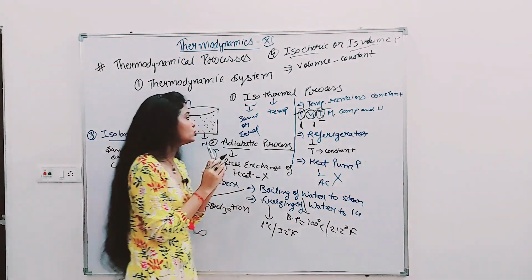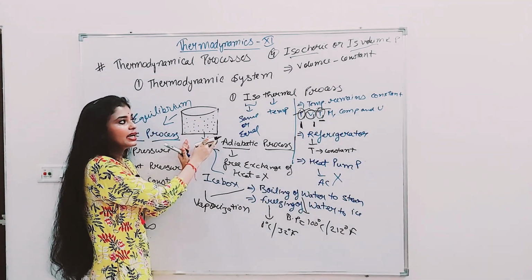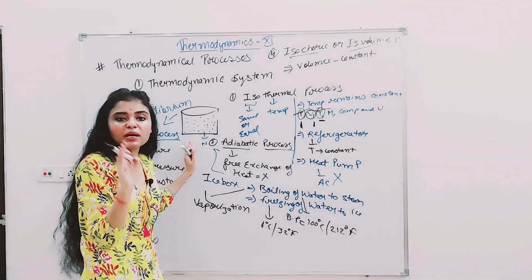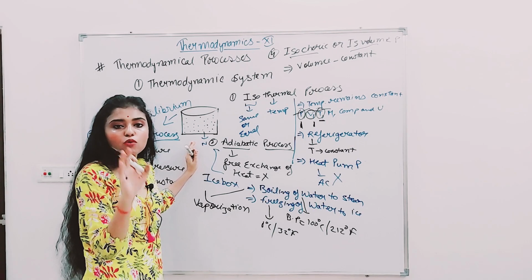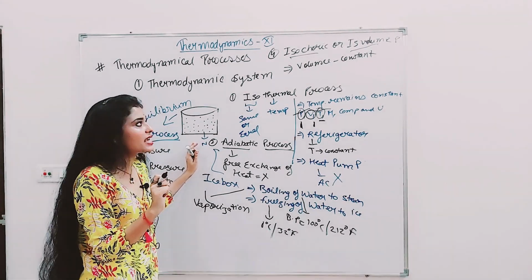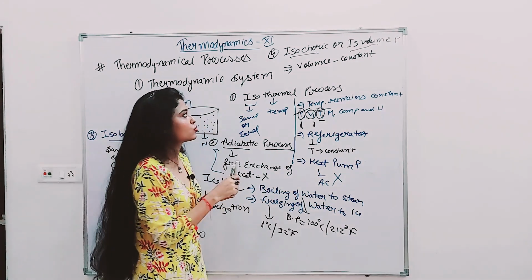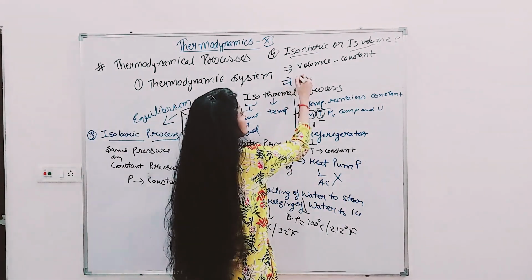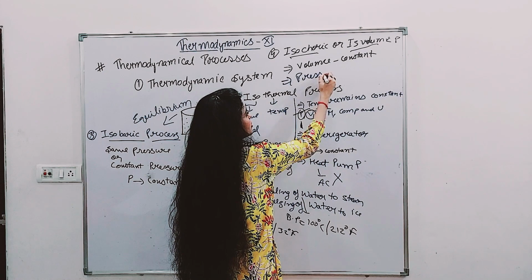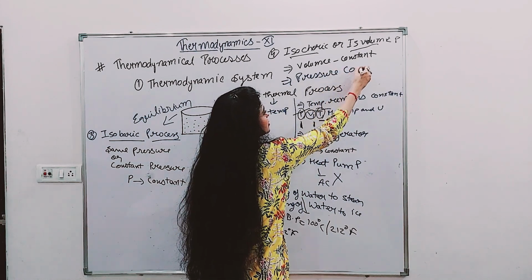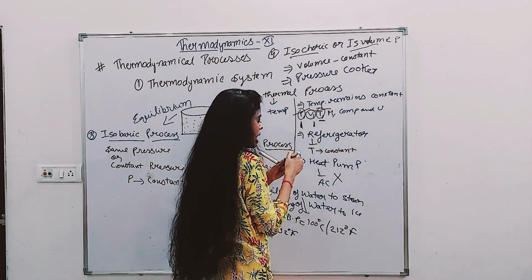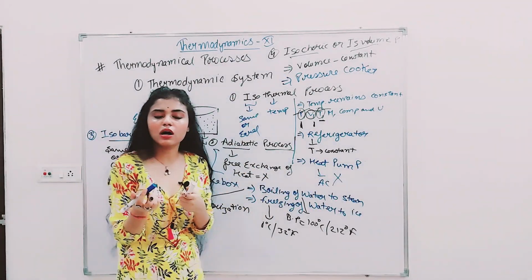Now in order to bring your system under the effect of an isovolumic process, you need to keep the volume constant. What is the example of an isochoric or isovolumic process? The example is a pressure cooker. How is a pressure cooker an example of isovolumic?